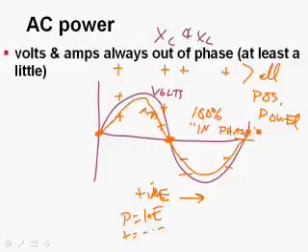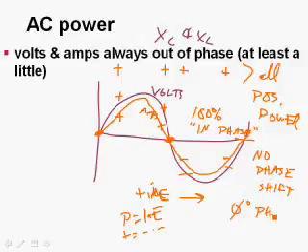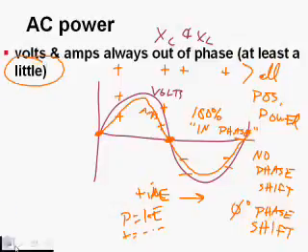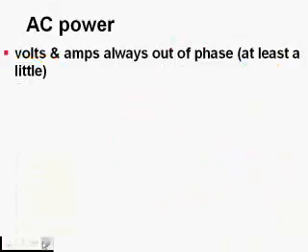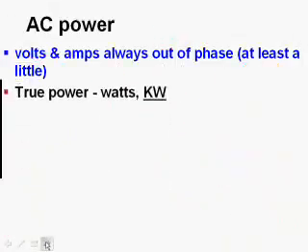Another way to describe this would be no phase shift at all. And then a third way to describe this would be 0 degrees of phase shift. So this would be perfectly optimum. The problem is in airplanes, they're going to be out of phase at least a little tiny bit. So we've got to take this into account.